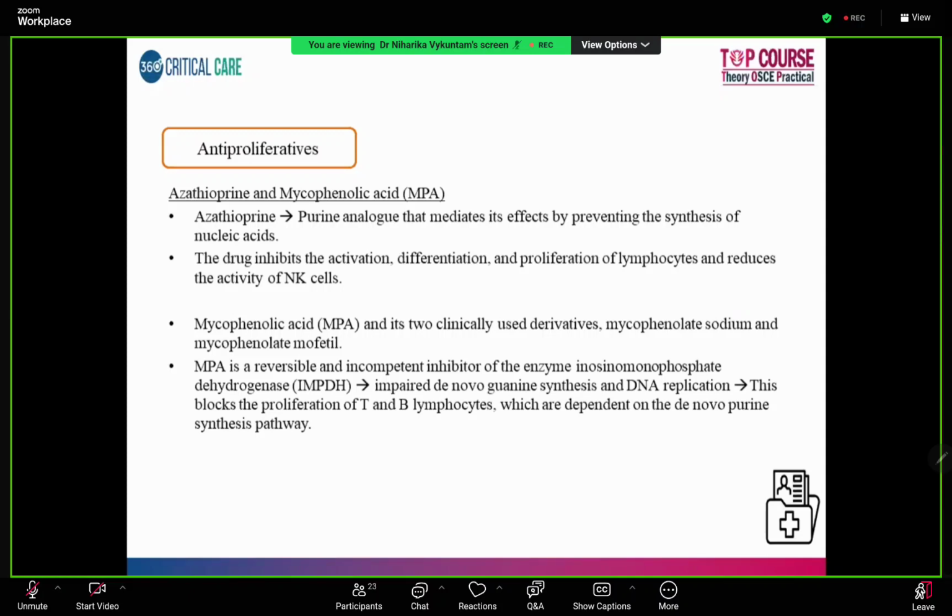Now coming to mycophenolic acid, which is commonly used in kidney transplant patients. It is available in two forms, mycophenolate sodium and mycophenolate mofetil. We usually use mycophenolate mofetil. Basically it is a reversible and noncompetitive inhibitor of the enzyme known as IMPDH. What is the importance of this enzyme? It helps in de novo guanine synthesis and DNA replication. But when this enzyme is inhibited, there won't be any guanosine synthesis and DNA replication, and hence it blocks the proliferation of the T and B cells.